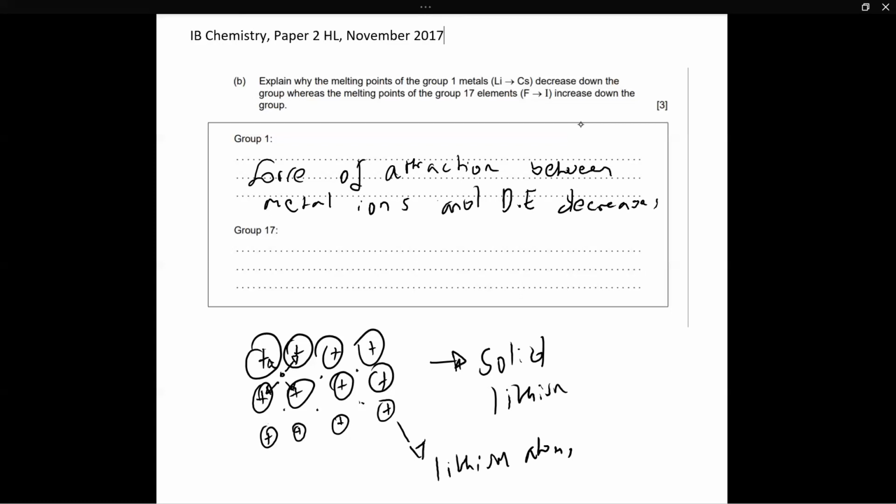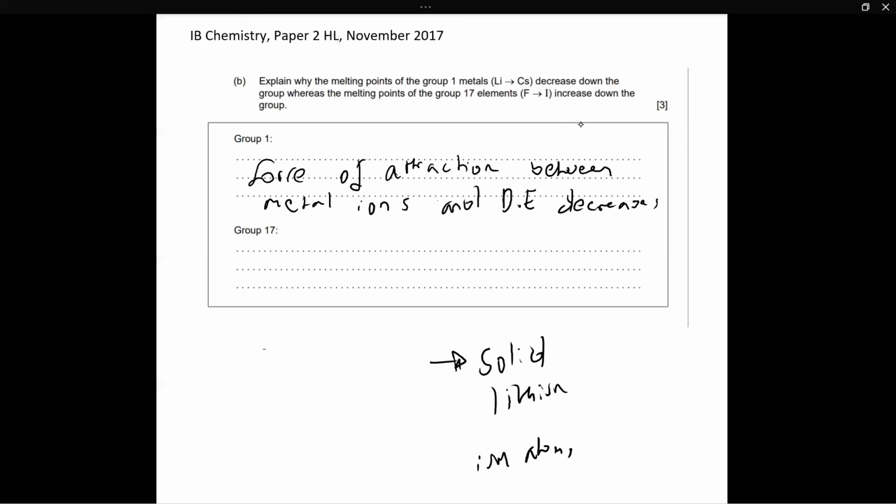Now, what about group 17? Group 17, it flips. It's the opposite. Now, it actually increases as you go down. So why does that happen? And again, it's all to do with bonding. It is completely to do with bonding.